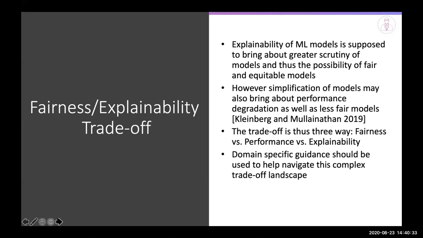So this is, again, emphasizing that need for education across the users and the stakeholders to talk about this trade-off and to make sure that they understand how these three tenets of ML are coming together.